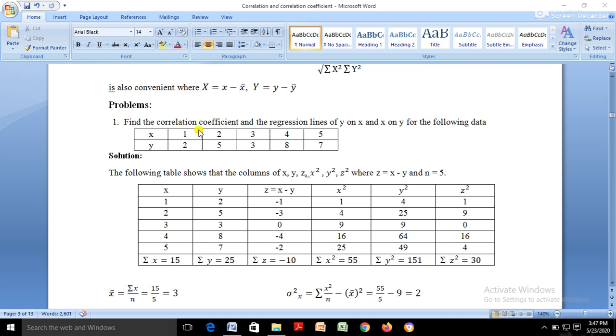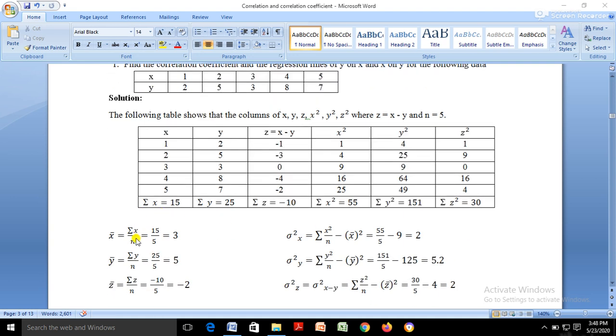If they ask the correlation coefficient, then the table will contain x, y, z, x square, y square, z square, where x and y are given. So only prepare the columns z, x square, y square, z square. And add each column, we get summation of x equal to 15, summation of y equal to 25, summation of z equal to minus 10, summation of x square is equal to 55, summation of y square is equal to 151, summation of z square is equal to 30.